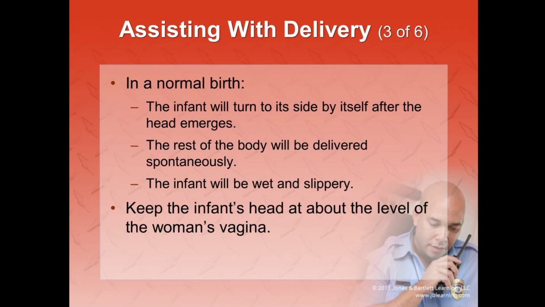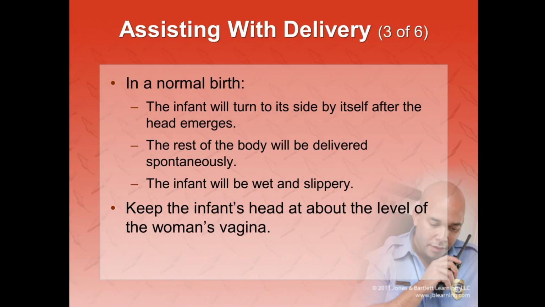In a normal birth, the infant's head will start to turn by itself, and the infant will turn to its side by itself after the head emerges. The rest of the body will be delivered spontaneously. Keep in mind that the infant will be wet and slippery, so make sure you have those towels and cloths or anything else you have to use nearby.